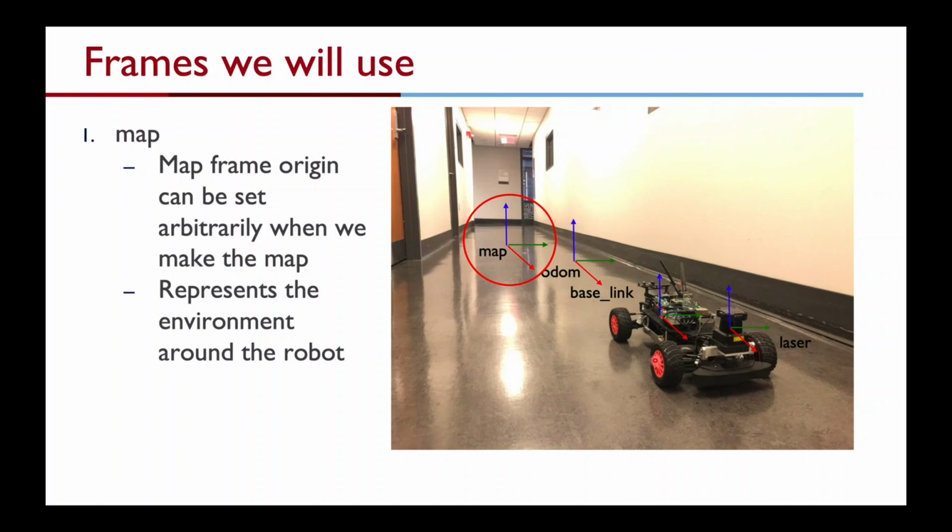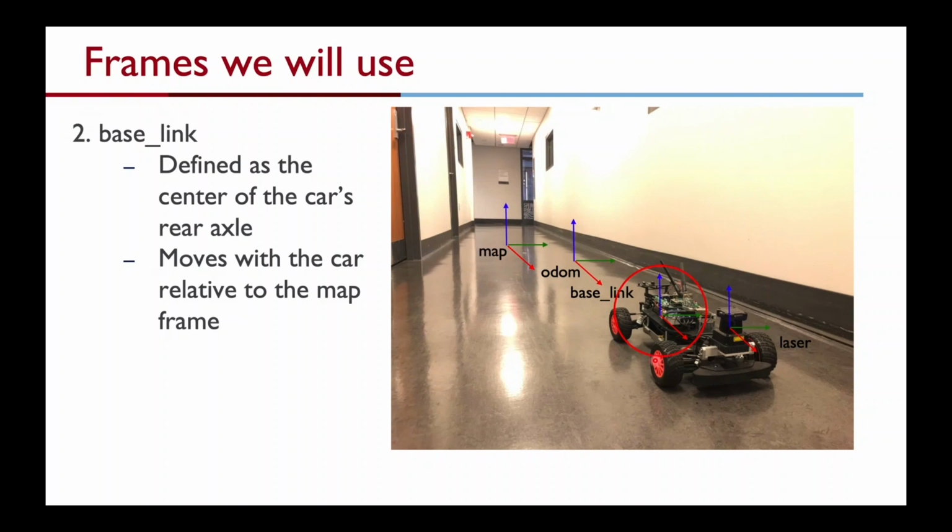Because it's not wise or prudent to keep changing the origin as your robot is moving, because then your relative distance from the origin doesn't make sense. So the map is fixed. It's the origin of where everything else is measured with respect to in terms of the environment of the robot.